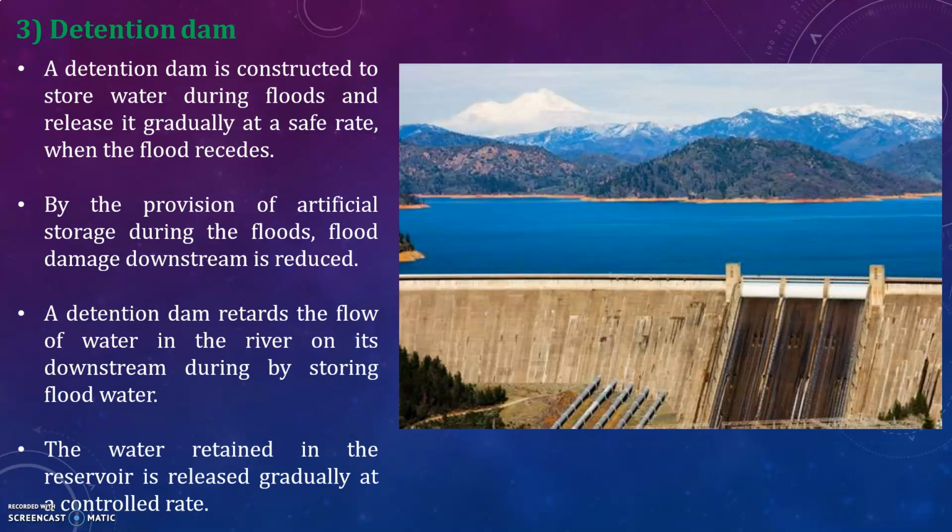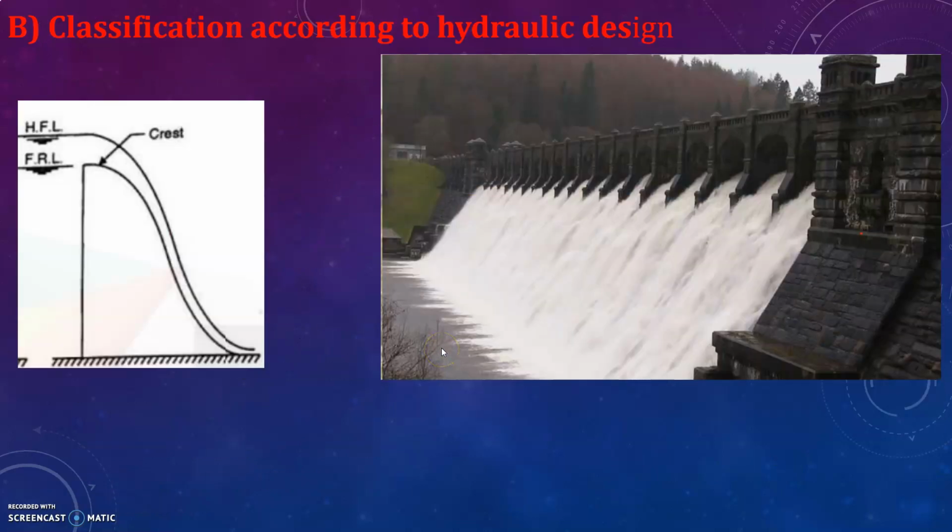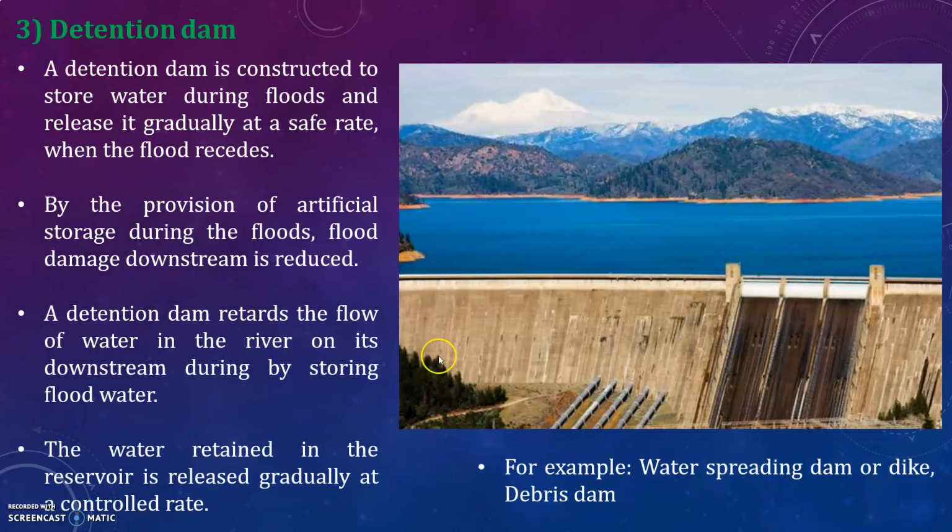In a multi-purpose river valley project, the dam may serve the purpose of storage, flood protection and recreation. The stored water may also be used for irrigation, water power generation, municipal and industrial supply and other purposes. Okay, so this is about the classification according to use.